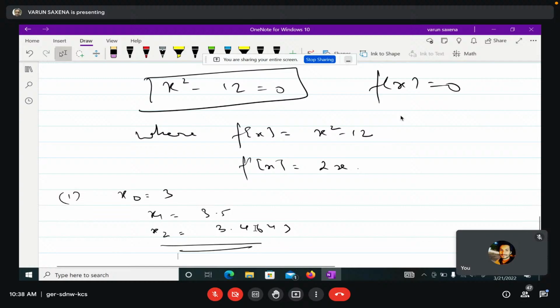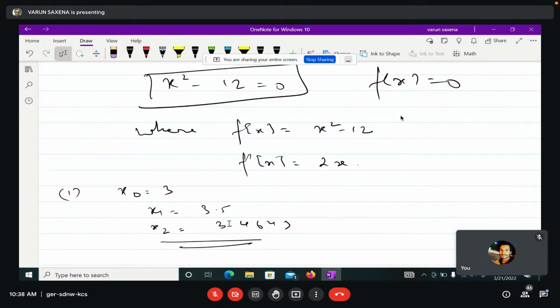Now, in tomorrow's class, and I'll do a poll somewhere in the evening about whether we have a class in the online mode, we will discuss some shortcomings of the Newton-Raphson method where it will not work.